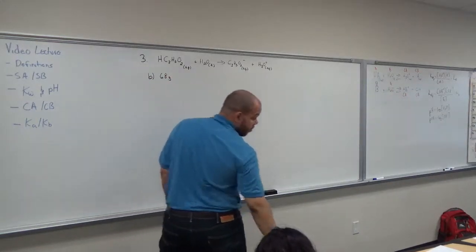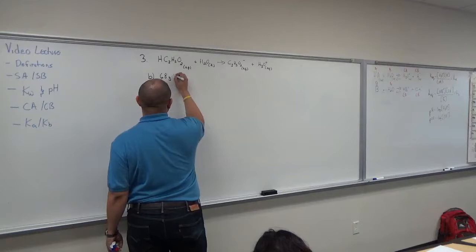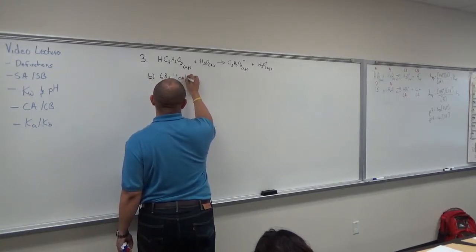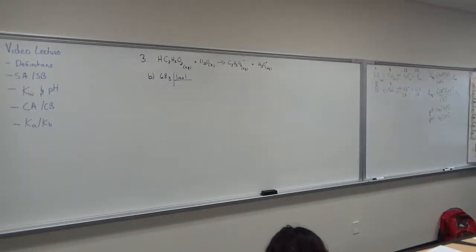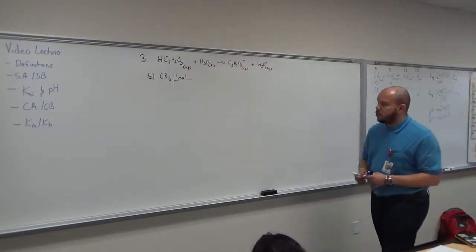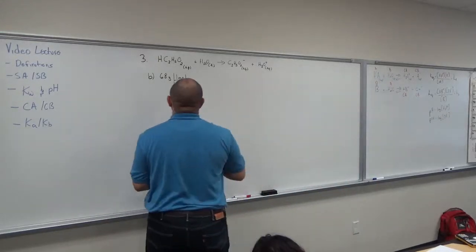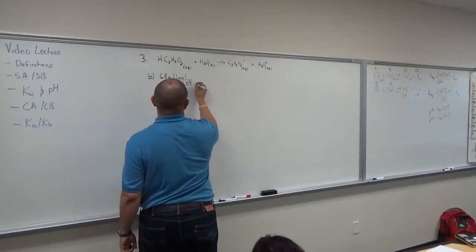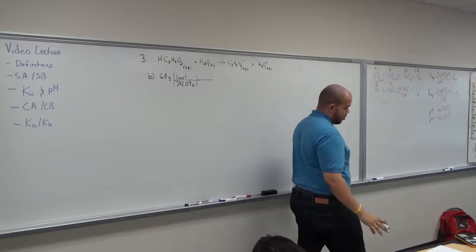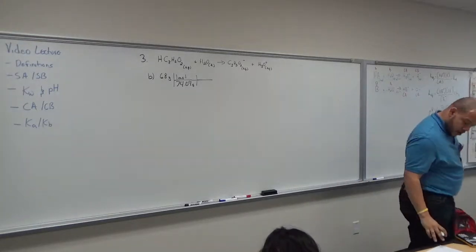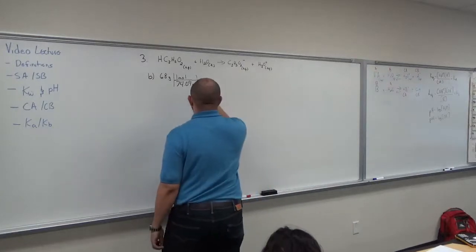68 grams in 300 mils. So 68 grams, to get number of moles, we need to calculate the molar mass. That can be done via calculator. 6.06 plus 32 plus 4.01 times 3, 74.09. And then divided by 300 milliliters, which is 0.3 liters.